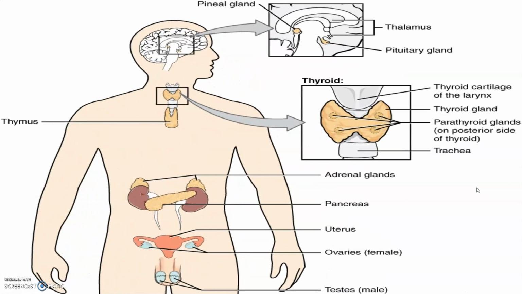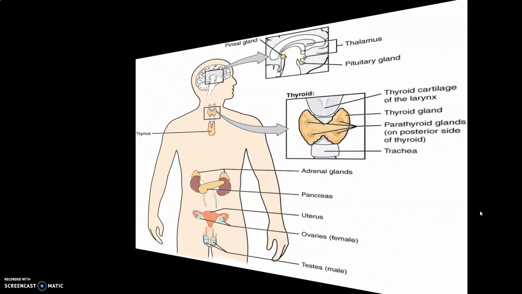You can have a look at the diagram showing the locations of the various endocrine glands in the body: pineal gland, thalamus, pituitary gland, thyroid gland, parathyroid, thymus, adrenal glands, pancreas, uterus, ovaries, and testes.